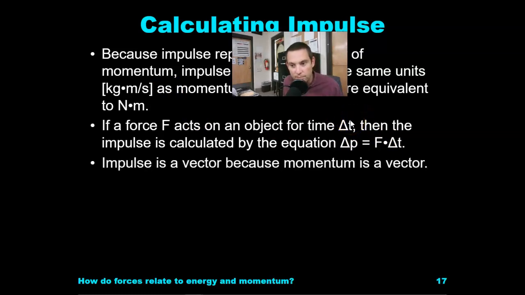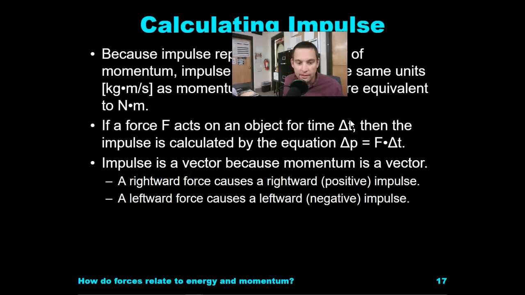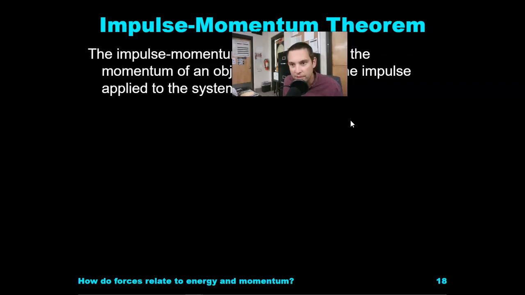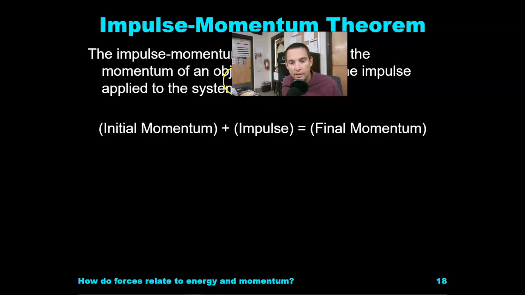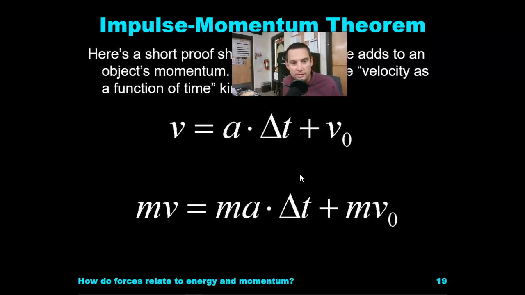Impulse is a vector because momentum is a vector. A rightward force causes a rightward impulse. A leftward force causes a leftward impulse. The impulse momentum theorem relates the momentum of an object or system to the impulse applied to the system. We have our initial momentum plus the impulse equals our final momentum. This is the bridge. Impulse equals force times delta time. This follows the pattern: what an object had plus what an object got equals what the object now has.